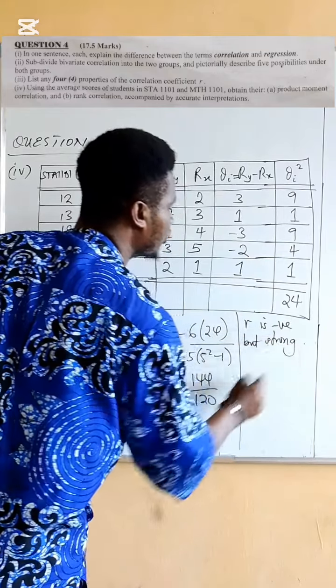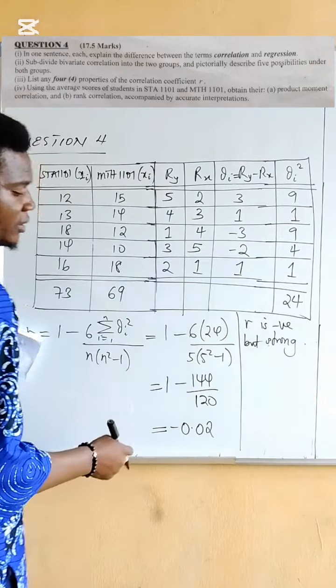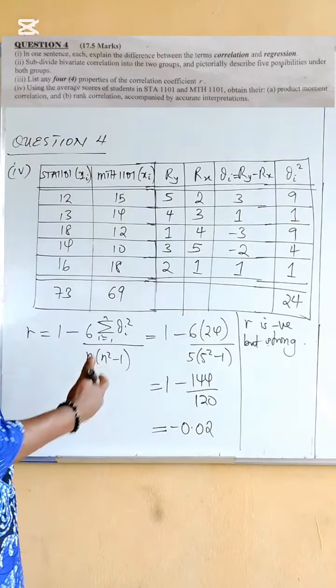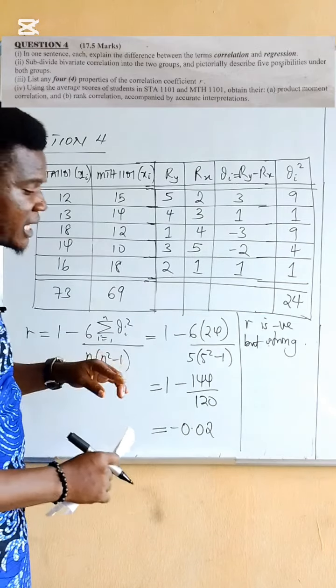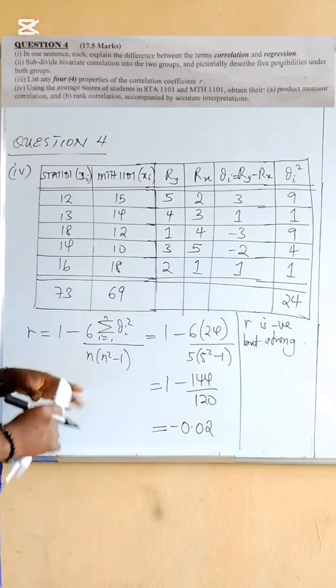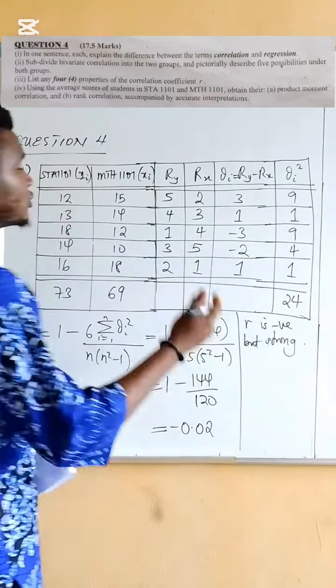Why is our conclusion so? It is because the value of R is very close to 0. Since it is very close to 0, but from the left, it means it is negative. But since it finds itself between 0 and minus 0.5, it means it is strong. Okay? So this will be your interpretation. Let's go to question 5.